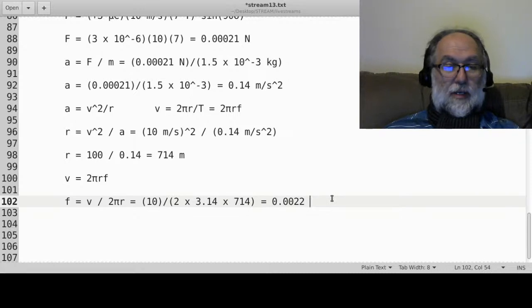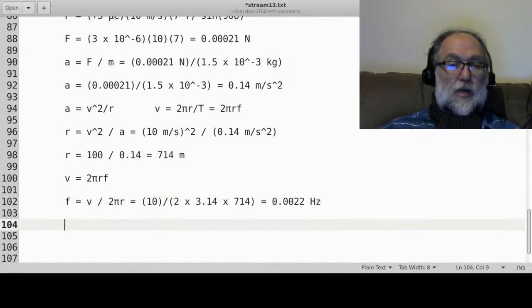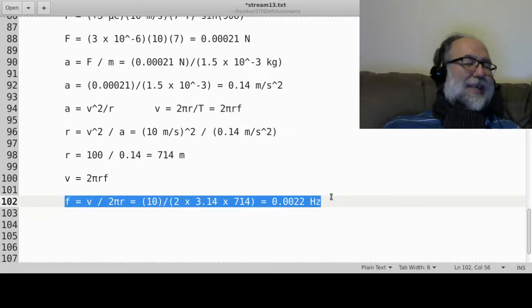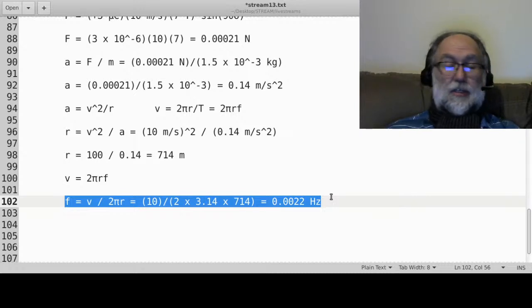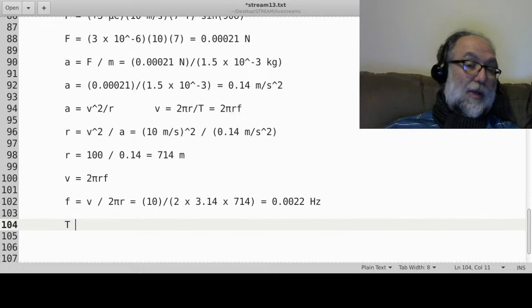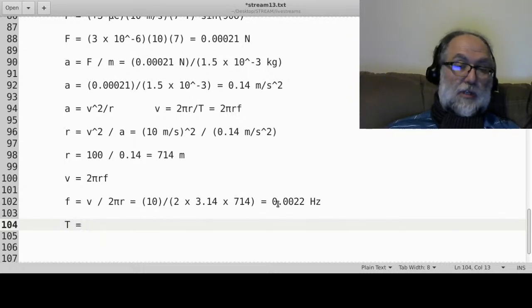This is a terrible frequency, but there it is, okay? And this would be in hertz, okay? So a very, very low frequency. And that makes sense because it's got such a huge radius. When you get frequencies that are that small, it doesn't make sense to talk in terms of frequency. Probably if I were giving you this problem on a test, I'd ask you what the period of the motion is. And of course, the period is just the reciprocal of the frequency.